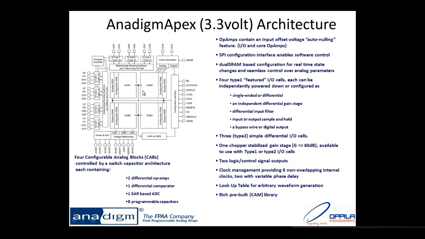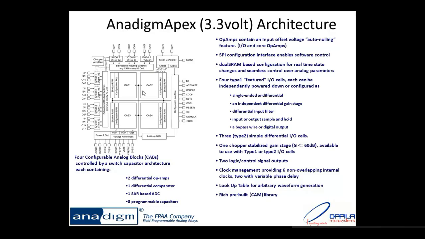So, two things. One is the FPAA. Each FPAA has 4 CABs, configurable analog blocks, and they are cascaded. Yes, each FPAA has 4 CABs: CAB 1, 2, 3, 4. And in each CAB, there are 2 op-amps, 1 comparator, 1 ADC, and 8 programmable capacitors.